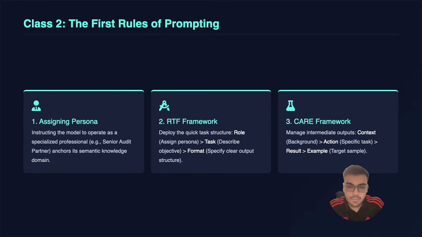Role, task, format. This is your quick everyday prompting structure. You assign the AI its professional role, clearly state the specific task, and define the exact format you want, such as a table, a list, a short email template.